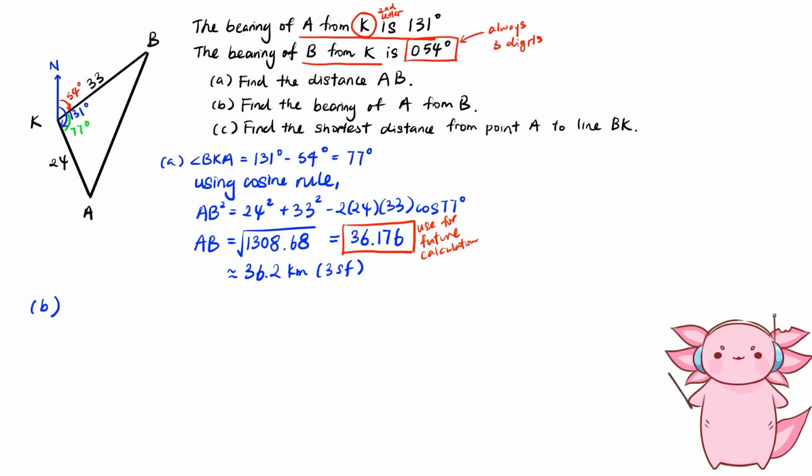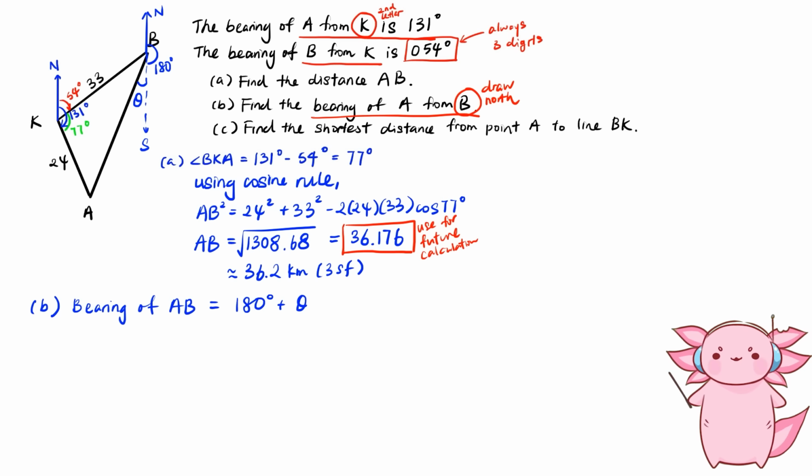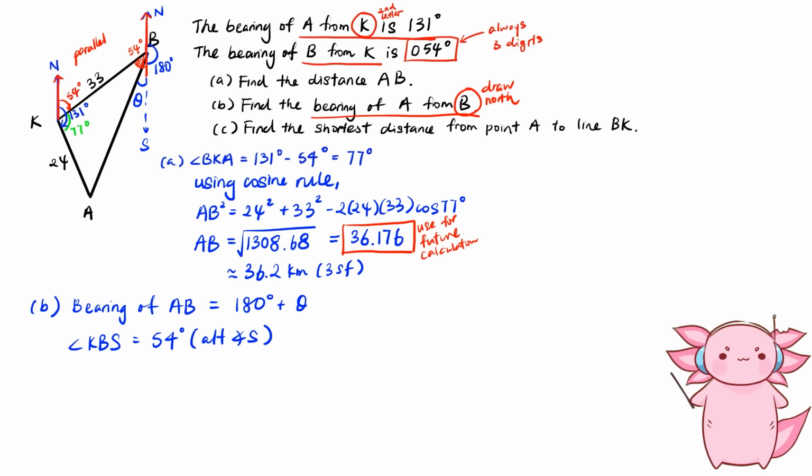So to find the bearing of A from B, we draw the north at B and we go clockwise until we hit the line AB. Let's call this angle theta, and the bearing is just 180 plus theta. Now we have to realize that this north line is parallel to this north line, so by the alternate angles property, this big angle here is also 54 degrees. So we can just take 54 degrees minus the angle KBA to find the value of theta.